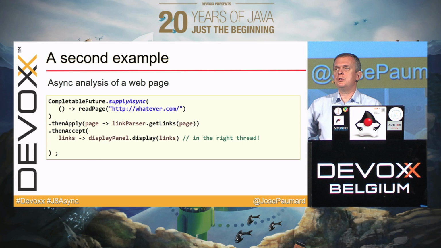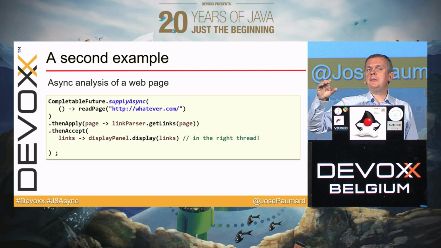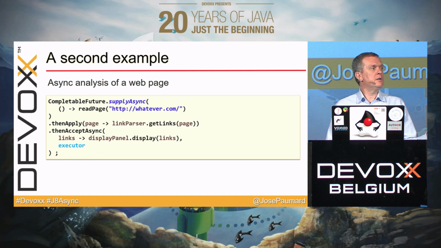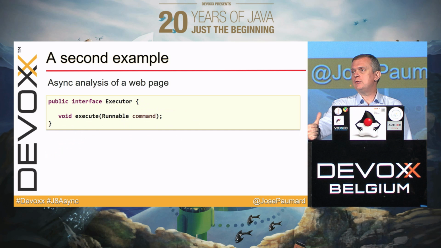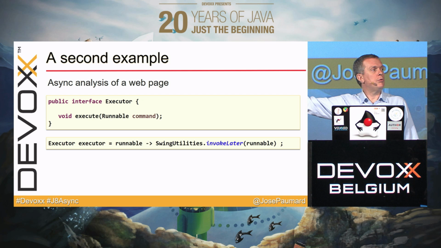But at least in Swing and JavaFX, I want, of course, this display panel to be updated in the proper thread, that is the Swing thread. So I need to pass the proper executor service to be sure that this updating will be executed in the proper pool of threads. Now, the nice thing is that if I check this executor interface, it has only one abstract method in it. So in Java 8, I can implement this interface with a Lambda expression. And executor, in fact, is just this: runnable gives SwingUtilities.invokeLater(runnable). This is for the Swing thread.